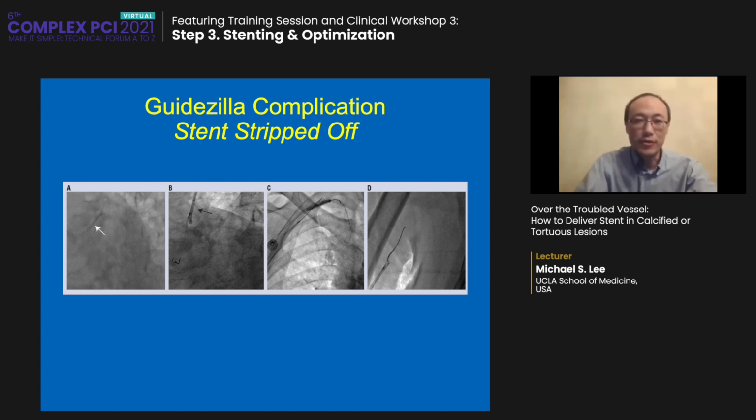There are some complications associated with this technique. When you try too vigorously to advance a stent and you have to pull back out, the stent can be deformed, and when it's deformed, it can get snagged on the end of the Guidezilla, and this requires retrieval of the stent by just pulling the whole system out, which also includes a guide catheter.